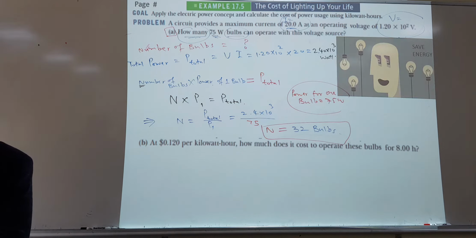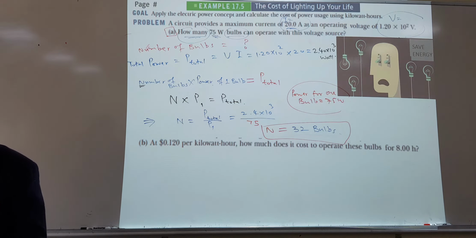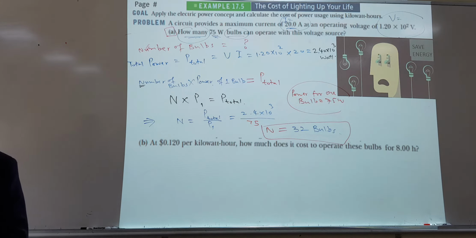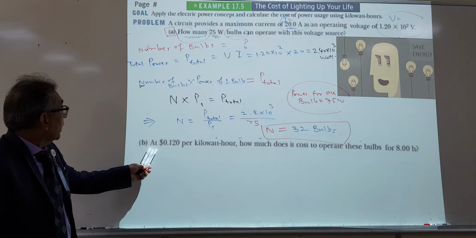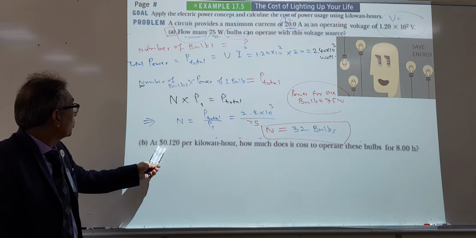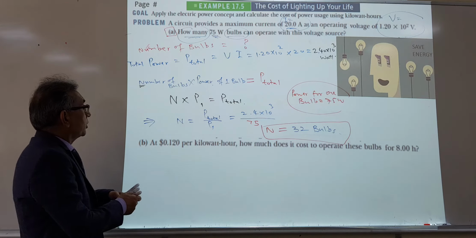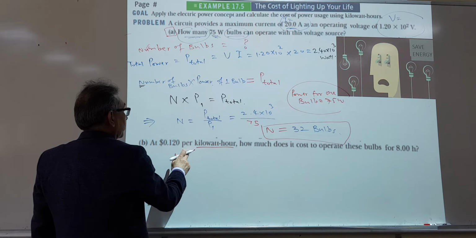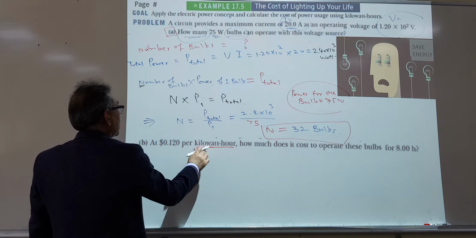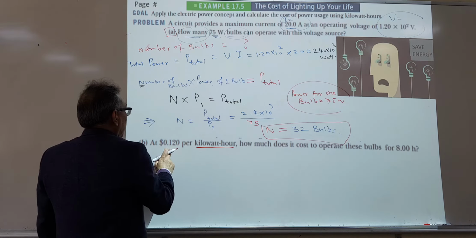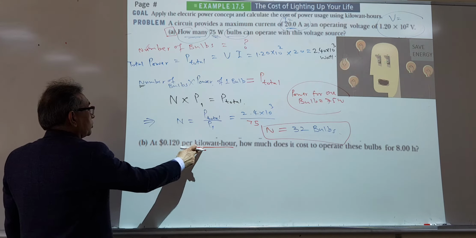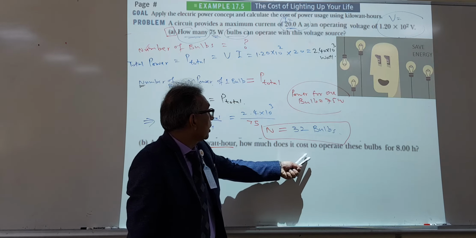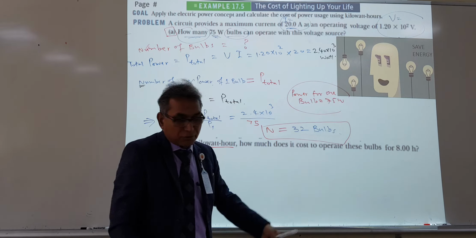Second part, B part of the question. At $0.120 per kilowatt hour. So keep in mind, 1 kilowatt hour means 1 electricity unit, and the price for 1 unit is $0.120. How much does it cost to operate these bulbs for 8 hours?